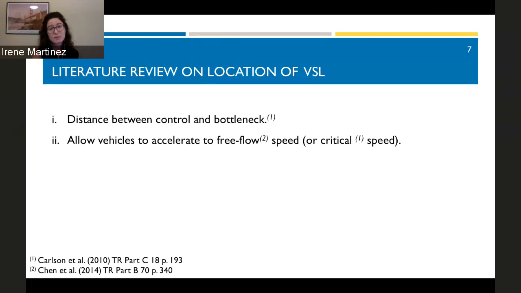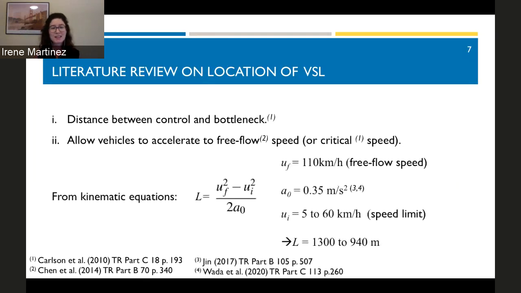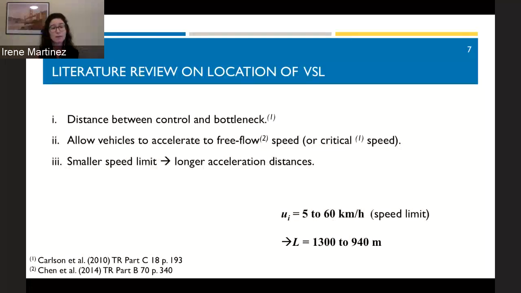So if we plug in some numbers, we can see that for a given free flow speed, a given acceleration and a range of speed limits, this required distance from kinematic equations is very large. In fact, the lower the speed limit, the longer this acceleration distance is. And this is not very good, for the reasons I was saying: especially on motorways close to cities, you have many on-ramps and off-ramps that are very close together. So this distance might not be reasonable, because if you have on-ramps or off-ramps between the control area and the bottleneck area, you will need to implement ramp metering as well and develop a combined control strategy, right?